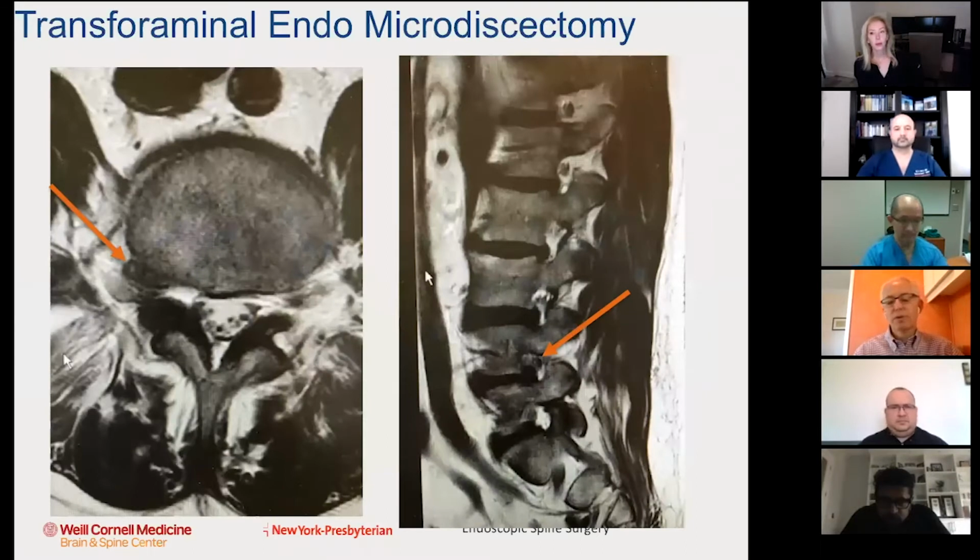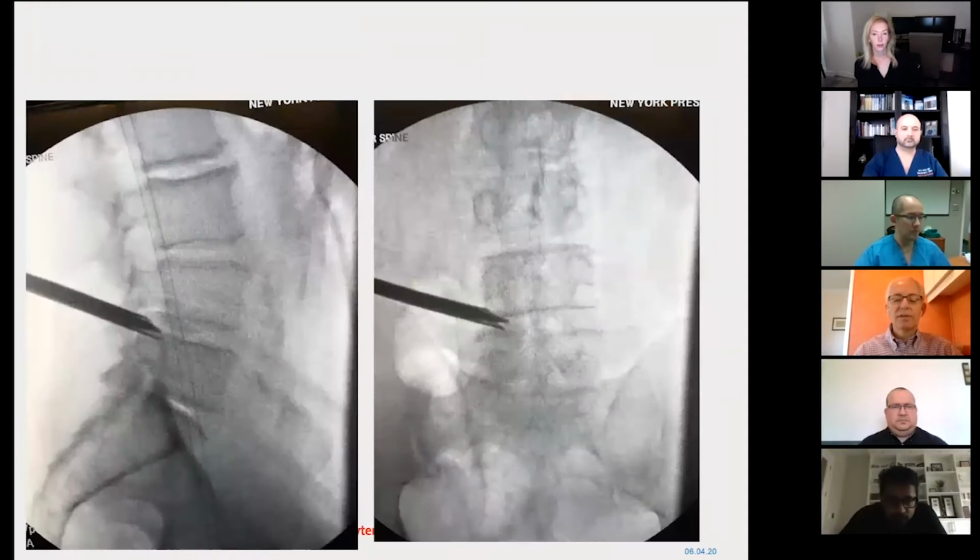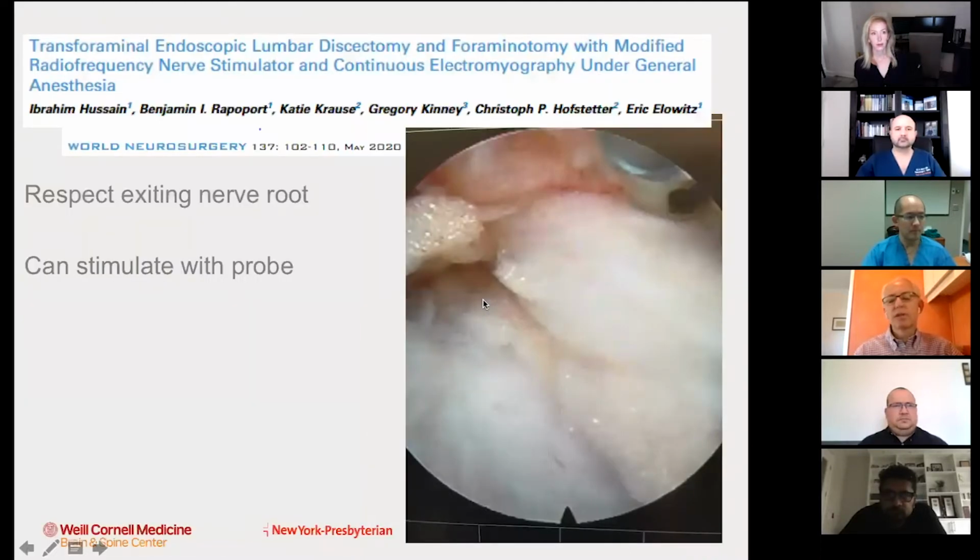And the transforaminal approach is also very well suited for a foraminal pathology such as this foraminal, slightly far lateral herniated disc. This is after placing the working channel, working sleeve down. Again, we're low in the pedicle because the exiting nerve root is higher up. Showed this the other day, a paper we published where we use continuous EMG monitoring, but also nerve stimulation to identify the exiting nerve root.